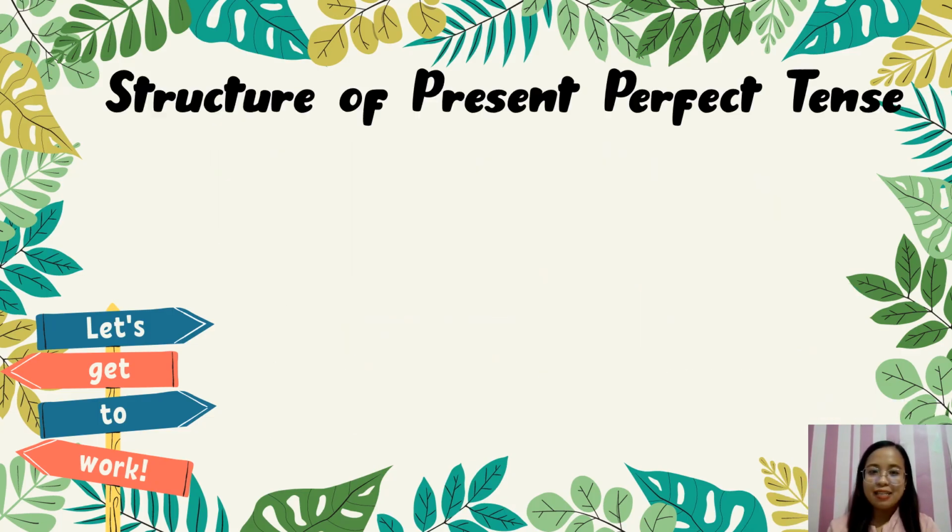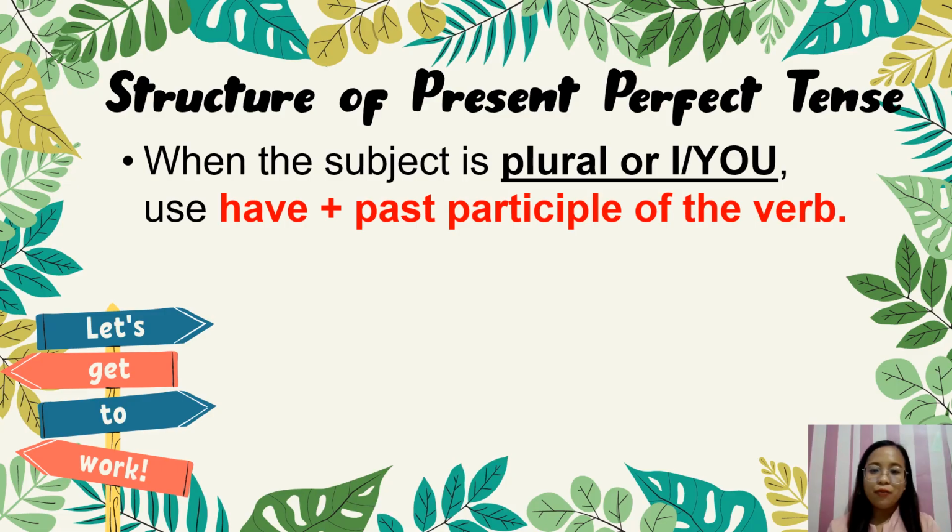Okay. So class, another rule for present perfect tense is this one. When the subject is plural or I o kaya yung you, use have plus the past participle of the verb. So class, kapag plural naman yung subject natin o kaya I siya o kaya you yung subject, gagamitin natin yung have. Di ba kanina, pag singular yung has. O pag plural naman, class, have ang lagi natin gagamitin. Plus the past participle of the verb.